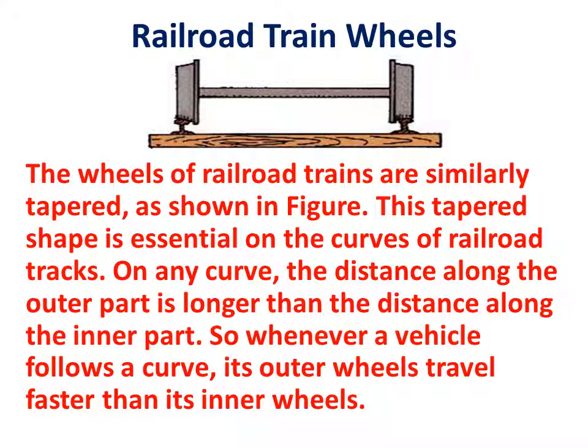Railroad train wheels. The wheels of railroad trains are similarly tapered as shown in figure. This tapered shape is essential on the curves of railroad tracks. On any curve, the distance along the outer part is longer than the distance along the inner part. So, whenever a vehicle follows a curve, its outer wheels travel faster than its inner wheels. And this is the reason why the railroad train wheels are designed in this way.